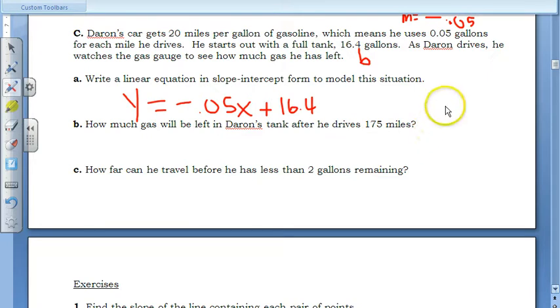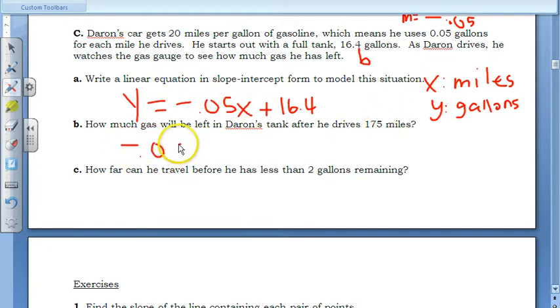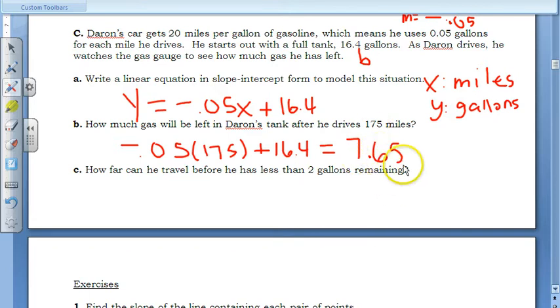So it's important to identify your variables. X is our representation for miles, and Y is our representation for gallons. So if I want to know how many gallons he has, it means I'm trying to find Y, and he's driven 175 miles, means I know what X is. So I'm going to take my 175 and plug it in for X. So if I go negative 0.05 times 175, plus 16.4, I get 7.65. So after driving 175 miles, there are still 7.65 gallons left in the tank.